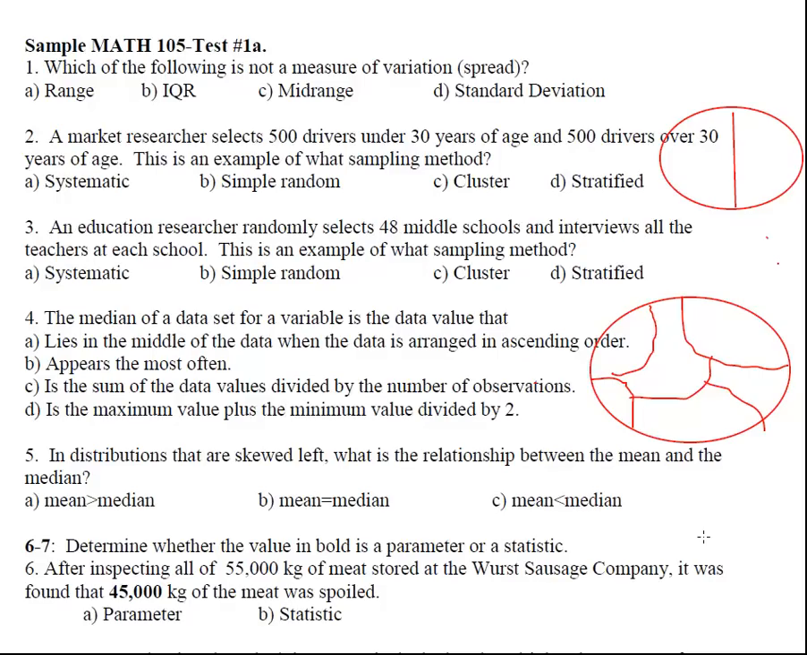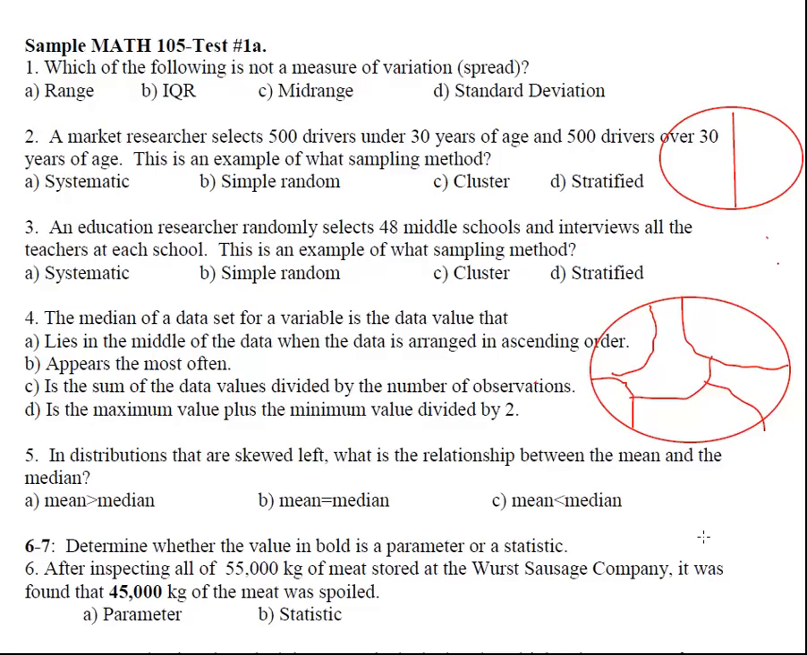So we'll start on the first page. Which of the following is not a measure of variation? So we learned measures of variation and measures of center. And measures of center point out where the center of a variable is, whereas measures of variation quantify how consistent or spread out the data are.